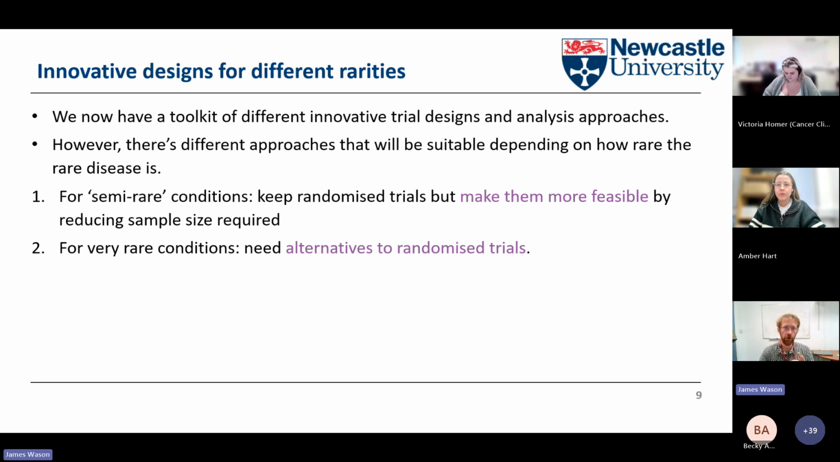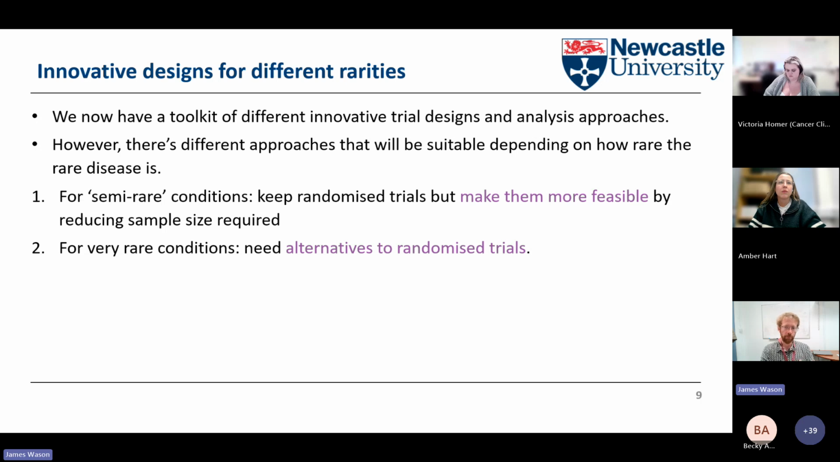I think it's helpful to consider, because rare diseases are so different in how frequent they are, I think the definition is something like 1 in 2,000 patients. A condition that affects 1 in 2,000, there'll still be a relatively large number of patients with that condition, so it might still be feasible to do randomized controlled trials. We still might want to make them as efficient as possible, and any methods that can do that will help make them more feasible to deliver.